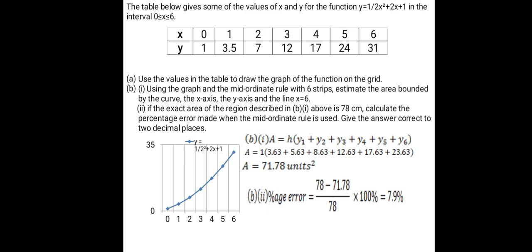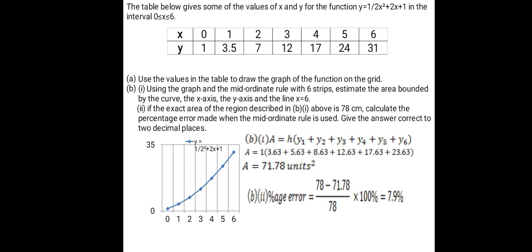The table below shows some of the values of x and y for the function y = ½x² + 2x + 1 in the interval between 0 and 6 for x values. Use the values in the table to draw the graph of the function on the grid.